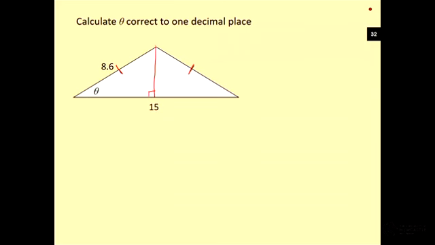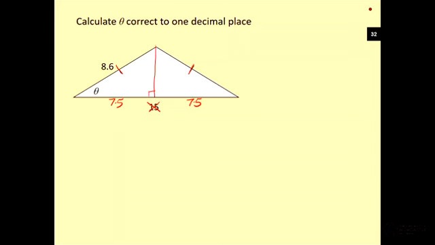So all I've got to do is say, well, that's not 15 anymore, I've cut it directly in half. That's what happens to an isosceles triangle with a line down the guts. So we have got it down to, yep, we can find theta from just half of it. Sine, cos, or tan?